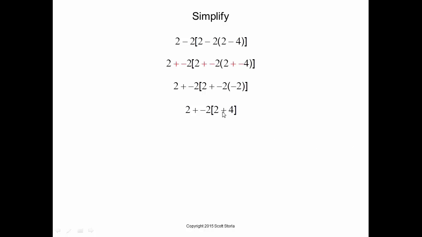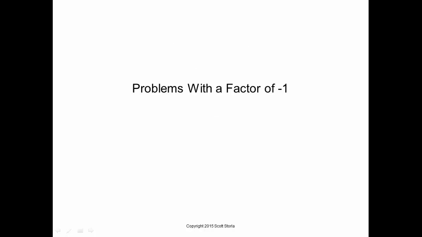Within the brackets, I add next to get a sum of 6. Notice again I have addition and multiplication. Multiplication comes first. I get a product of -12. And finally, adding, I get a sum of -10. Well, that concludes this video and our work with subtracting integers.